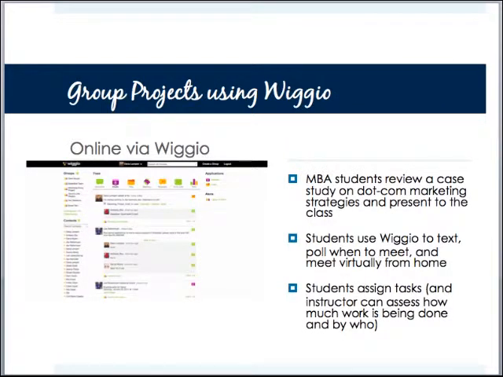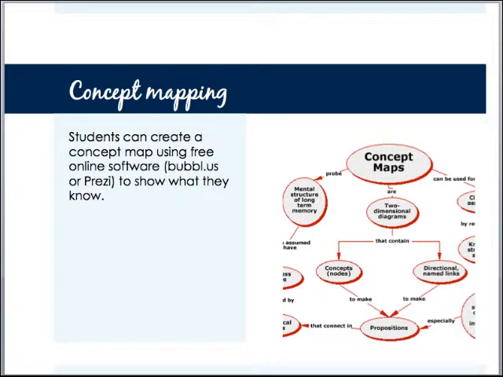Group projects work well as assessments, but you might think it would be hard for a group to work together if they never meet. Thanks to Wigio, a D2L tool, groups can meet online, create to-do lists, share documents, and much more. Students can show what they know by creating a concept map or other graphic organizer. Bubble.us and Prezi are just a few of the online tools students can use.